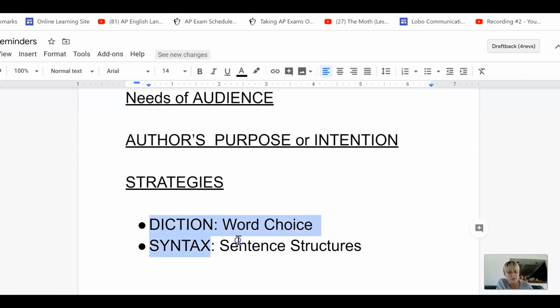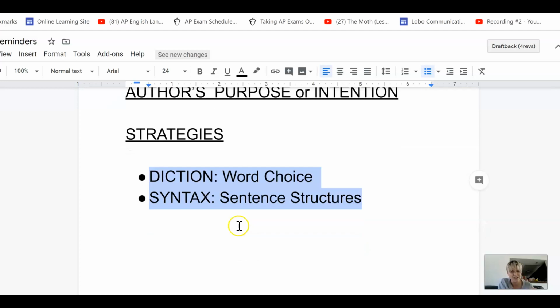Just a reminder, when it comes to strategies, there are 2 big ones, right? There's diction, like the kinds of words that they're using, and then there's also syntax, so sentence structures. So be aware of that as well. What are the larger word choices that they're making? And then also what kind of patterns do they have, and how do those patterns create a different message or a vibe?